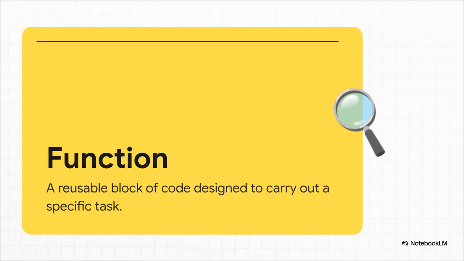Right, Step 1 was defining a function. But what actually is that? Well, as our sources point out, a function is a reusable block of code designed to carry out a specific task. I like to think of it like a custom-built machine. If you need to add two numbers together multiple times in your code, you definitely don't want to repeat that addition logic over and over again. That's just inefficient. Instead, you build a sum machine. You hand it your raw materials, your inputs, it processes them, and then it hands you back a finished product.